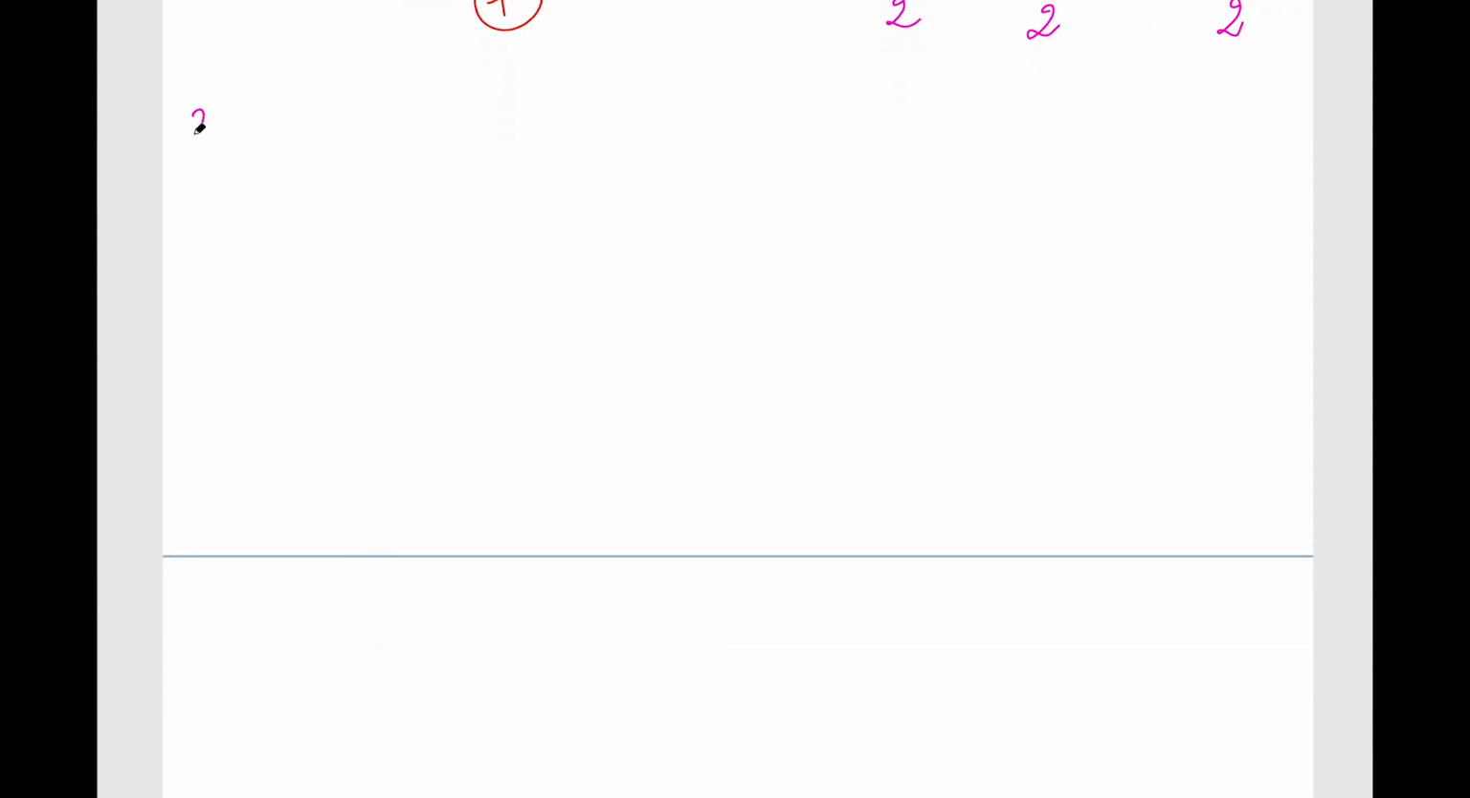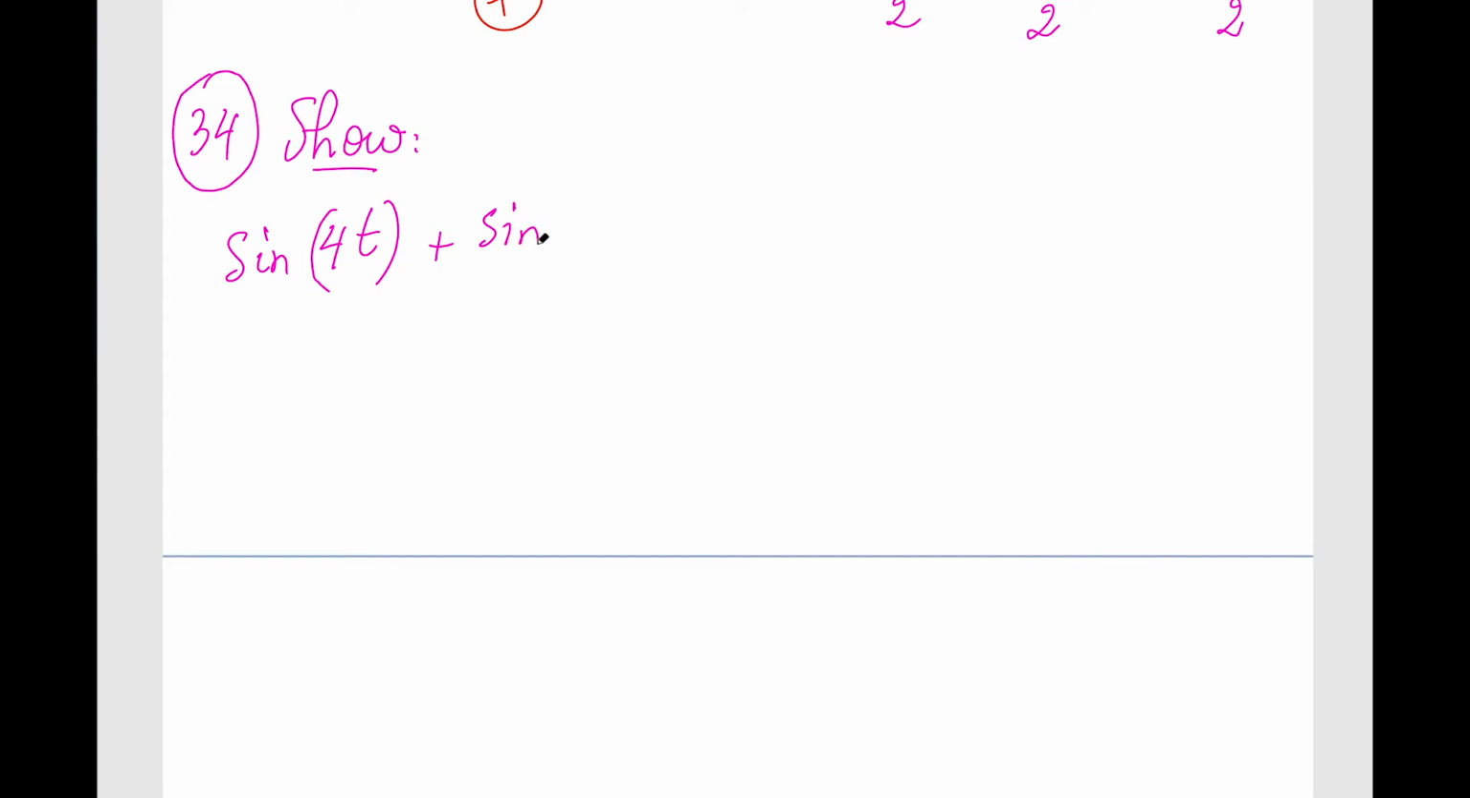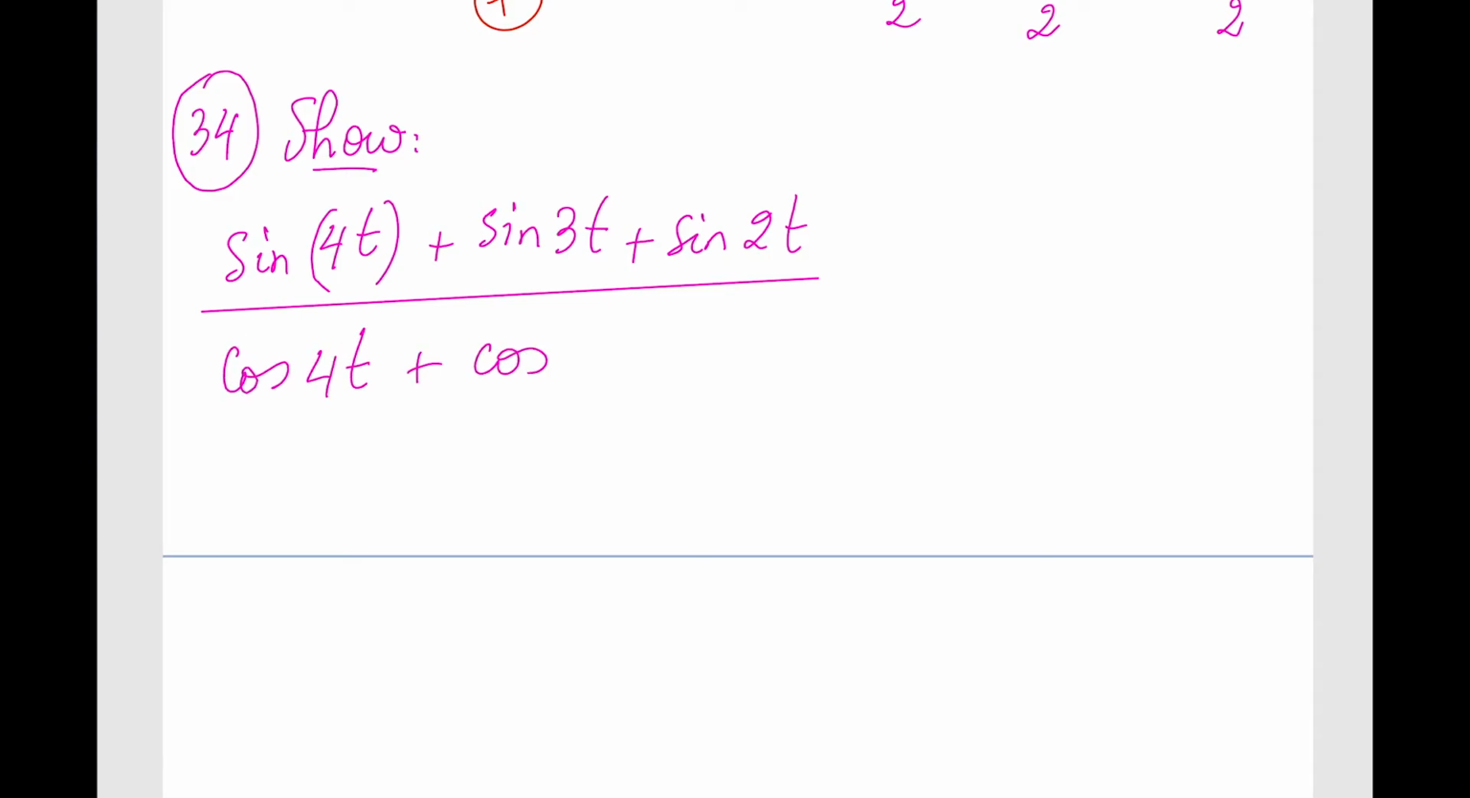So 34, we want to show, or verify rather, sine of 4t plus sine of 3t plus sine of 2t divided by cosine of 4t plus cosine of 3t plus cosine of 2t. We want to show that this is equal to tangent of 3t. Okay.